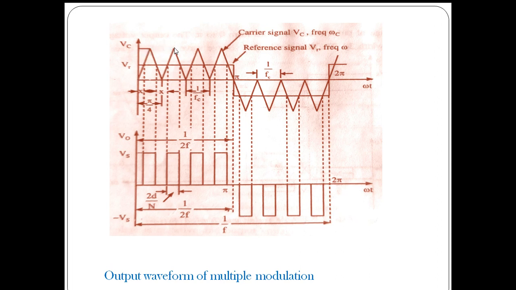So this is the total cycle. For this total cycle, we are getting this much voltage. This is for the positive half and this is for the negative half. Actually, the width of this pulse is 2D. These are the output waveforms for the multiple pulse width modulation technique.